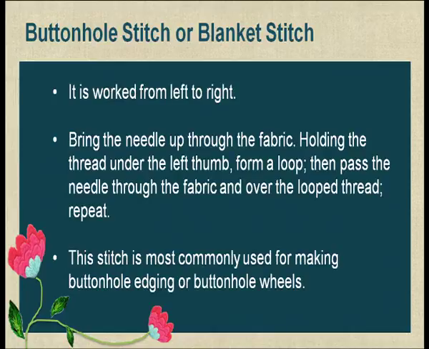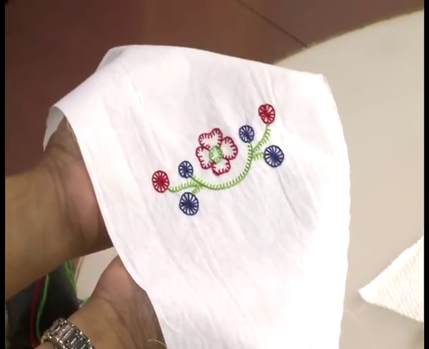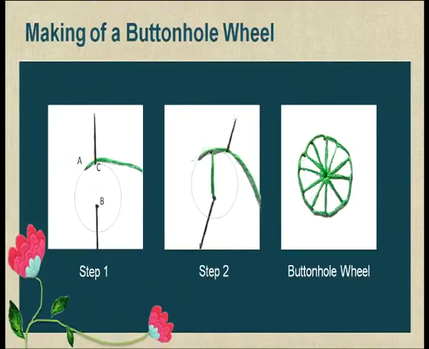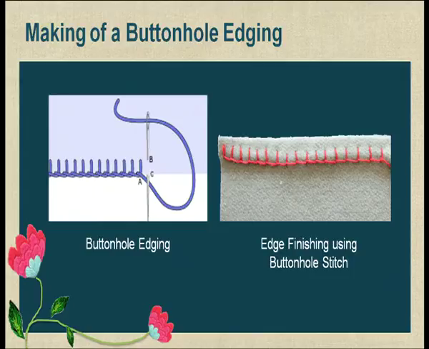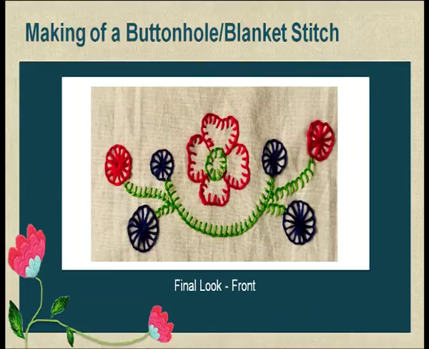This stitch is most commonly used for making buttonhole edging or buttonhole wheels. So we'll see how this stitch is performed. Over here you can see it is done in this particular slide. You can see steps 1, 2 and 3 where a whole wheel is made in buttonhole, and over here the same buttonhole stitch is used for doing the edging, which is mostly done on the blanket, so that is why the name blanket stitch. This particular slide shows the pattern which is done using the buttonhole stitch or the blanket stitch. So now I would request Sarika to show us how this stitch is done.